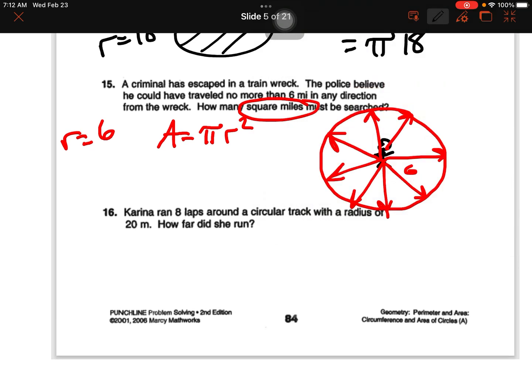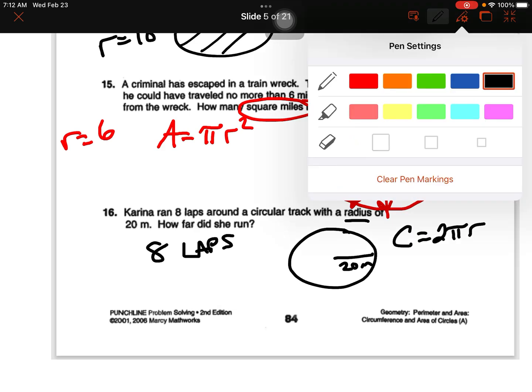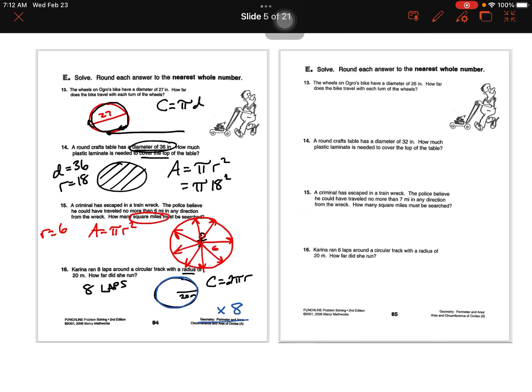Okay, this one, you're dealing with a bicycle or a circular track, and you're running around a circular track. You ran 8 laps for partner A, and it has a radius of 20 meters. So this is 20 meters. Once again, you're going to do circumference this time because you're going to go around. The runner is running around the track. After you get that answer, you need to multiply by 8 because it was 8 laps. And partner B was 6 laps, same radius, same idea.